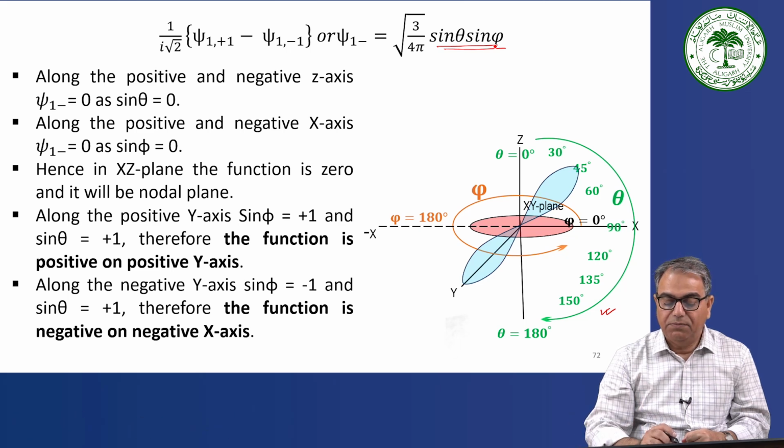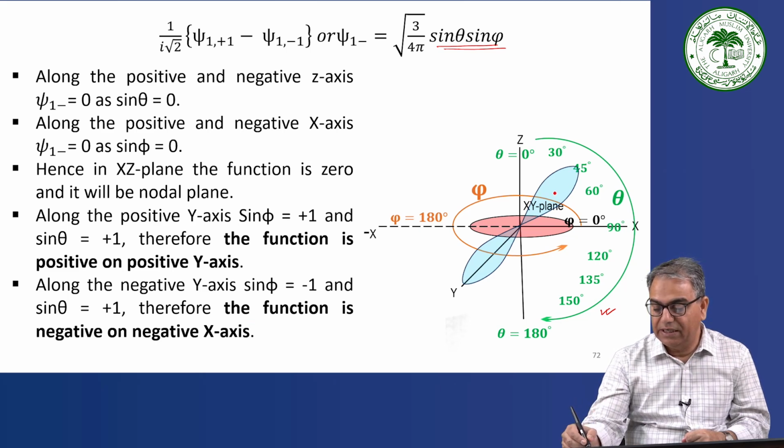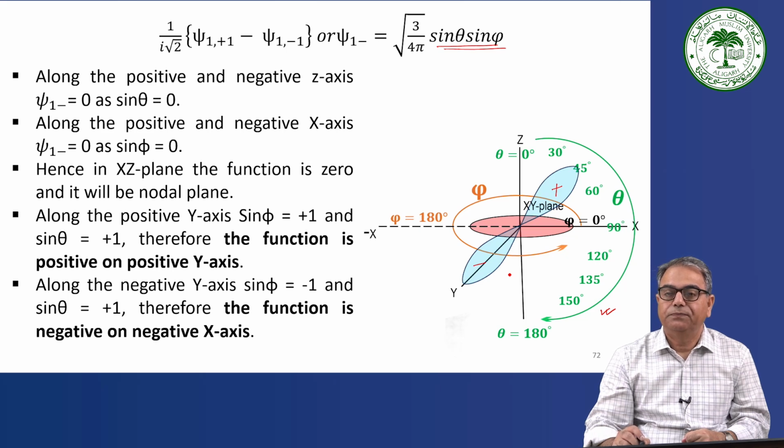Along the positive y-axis, sin phi is equal to plus 1 and sin theta is equal to plus 1. So the function is positive. So along the positive y-axis this will be a positive function, and along the negative axis, this will be a negative function.